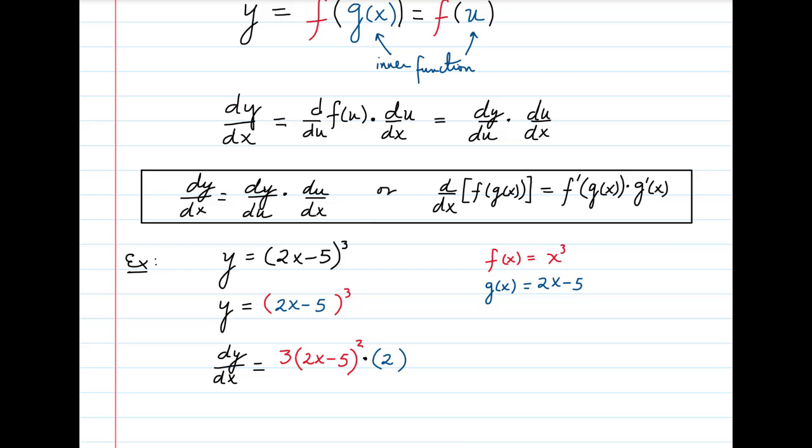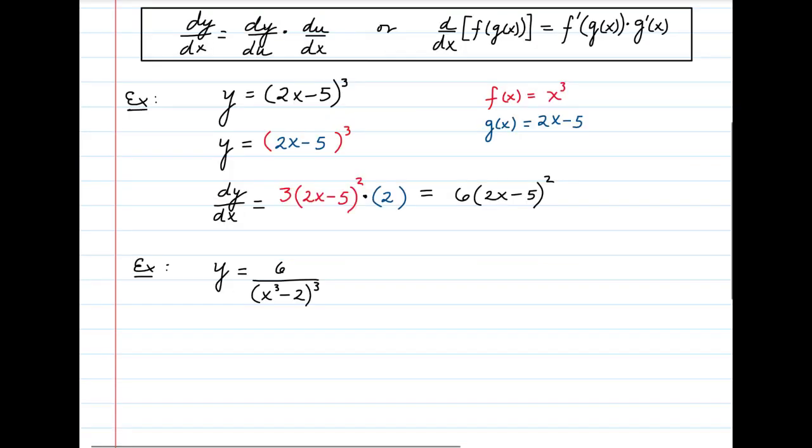Always simplify your final expression to try to give the most simplified expression at the end. So this 2 can multiply the 3, we get 6, and there's no need to expand that binomial. We just leave it as (2x minus 5) squared. So there it is. This is our derivative of y.